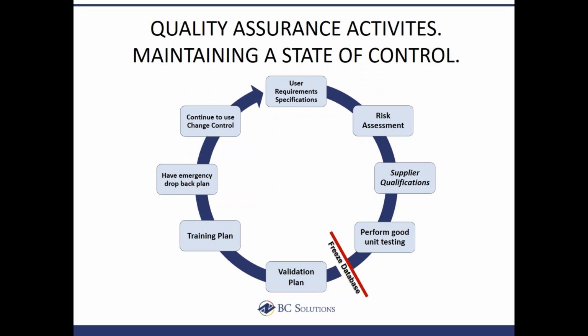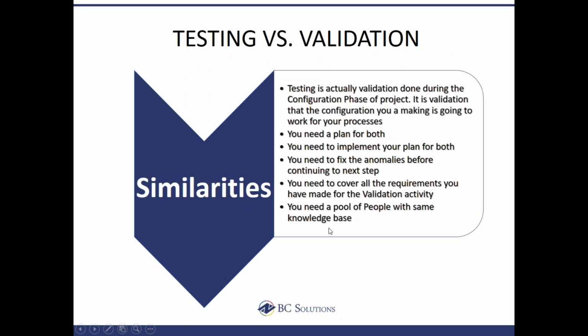And continuing on the cycle and going around again to the user requirements, continue to use good change control. And if you follow the steps on this cycle, then you'll be assured that your system is in a state of control. And every activity on this cycle is very important. But today we're discussing the two down in the bottom: perform good unit testing, freeze, and then validation. Okay, so we're going to talk more about those now.